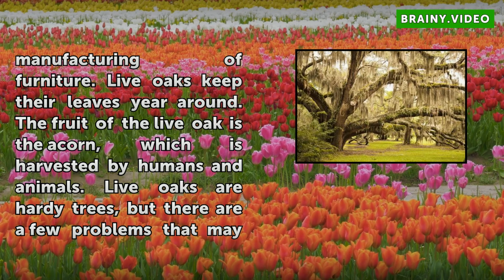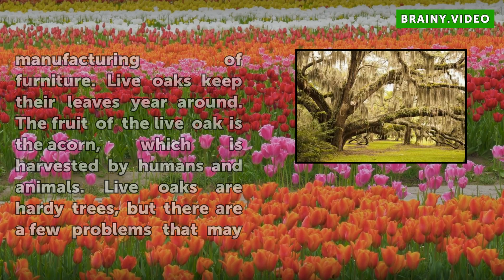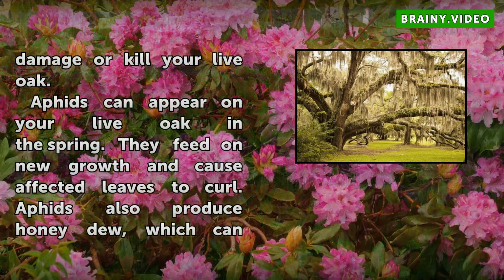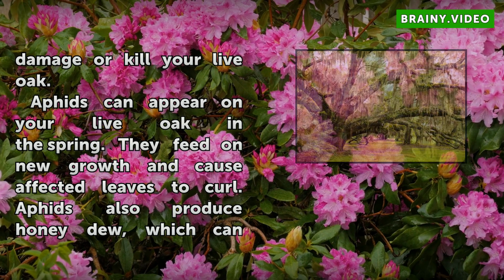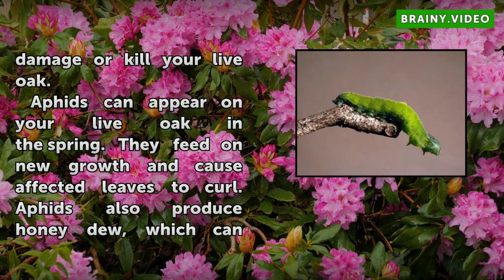Live oaks are hardy trees, but there are a few problems that may damage or kill your live oak. Aphids can appear on your live oak in the spring. They feed on new growth and cause affected leaves to curl. Aphids also produce honeydew, which can encourage the growth of fungus.